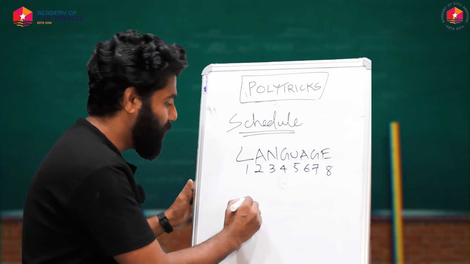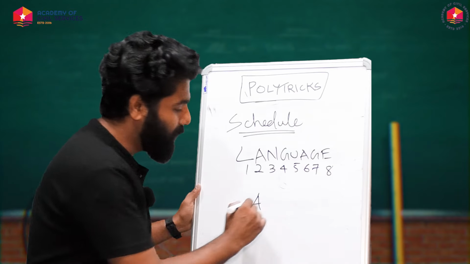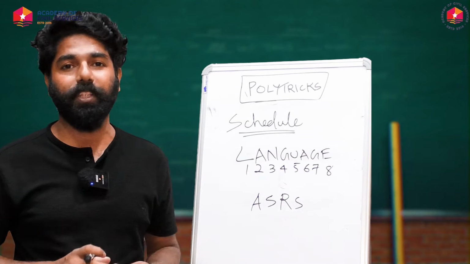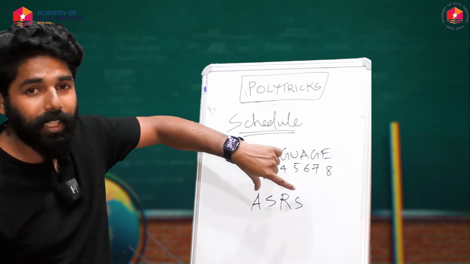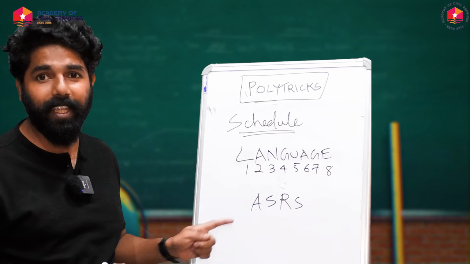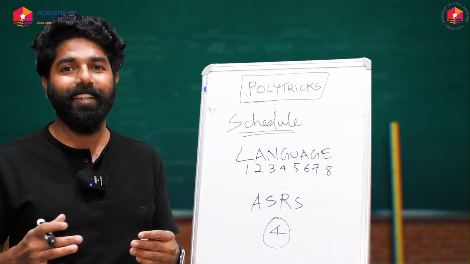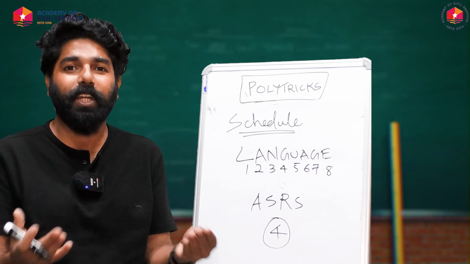Another example: allocation of seats to the Rajya Sabha, which is covered under one of the schedules of the Indian Constitution. There are 4 letters in this short word, ASRS. The 4th Schedule of the Indian Constitution deals with the allocation of seats to the Rajya Sabha.